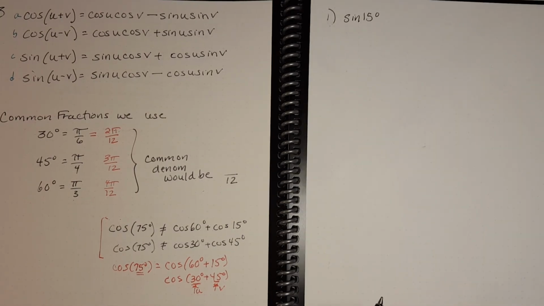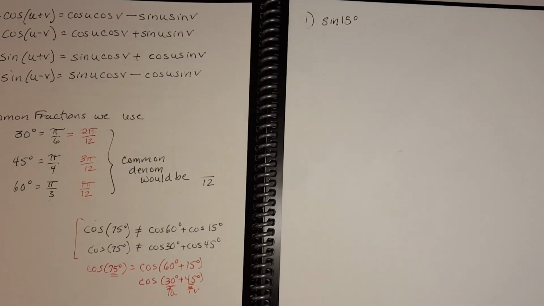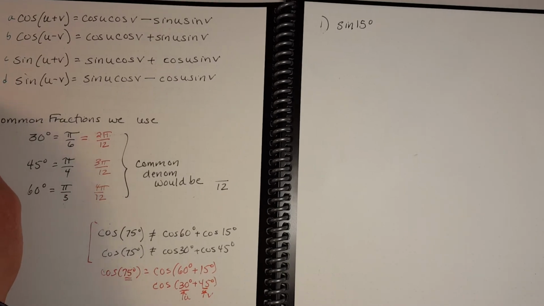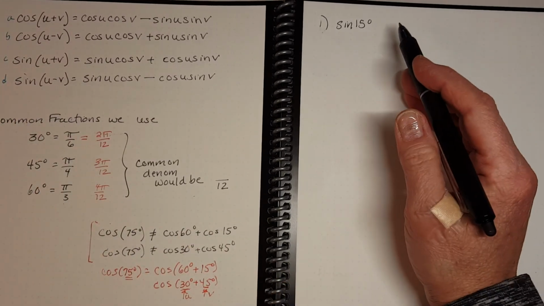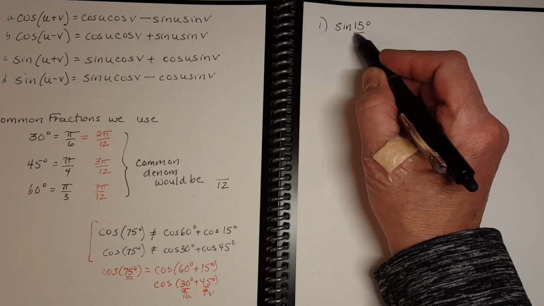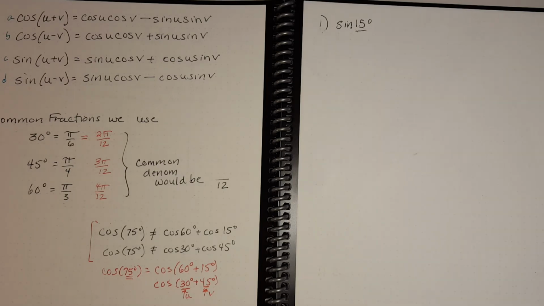Okay, so number one in the assignment is sine of 15 degrees. I'm going to try to keep these formulas over here. I had them numbered A, B, C, and D, and I'll do some of the homework problems with you. So, sine of 15 degrees. Well, that's not on my unit circle, so it's not one of the special right triangle angles.